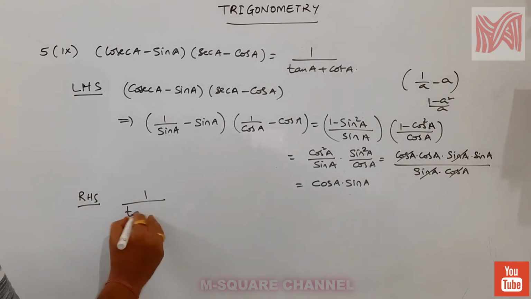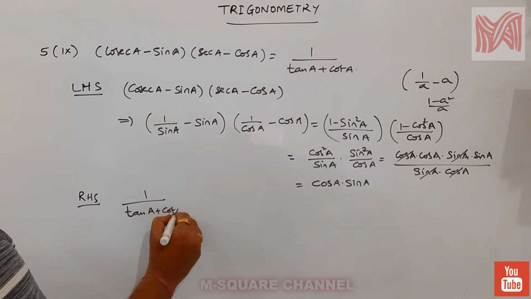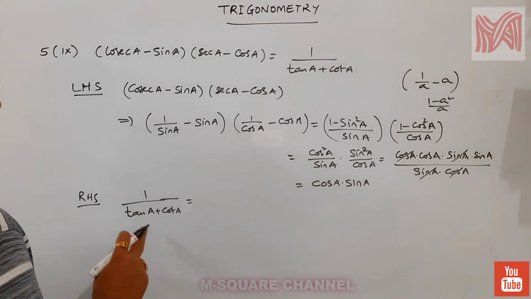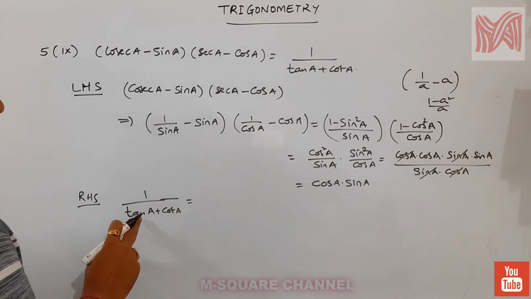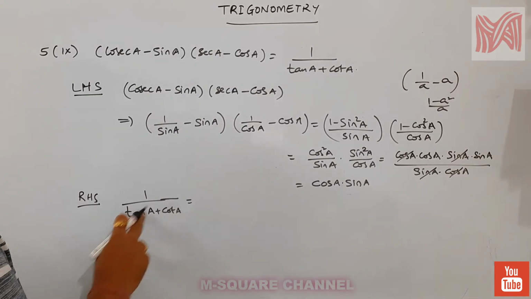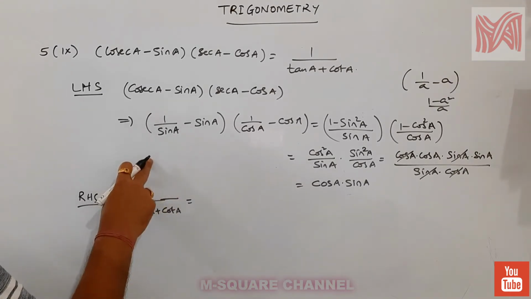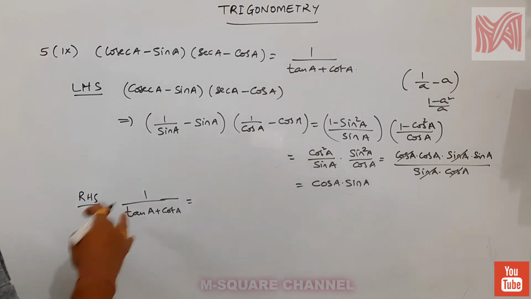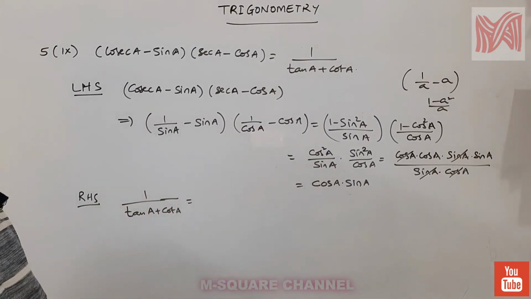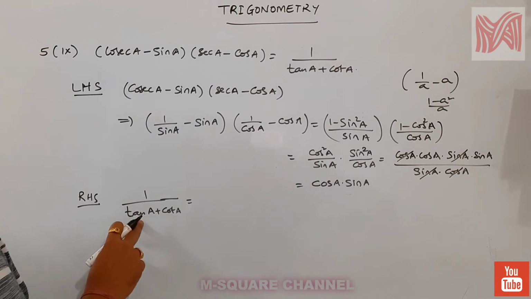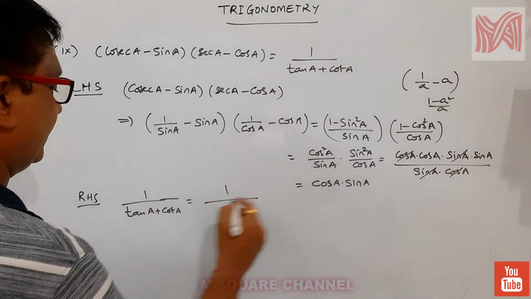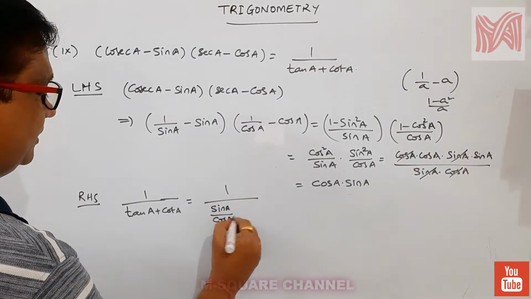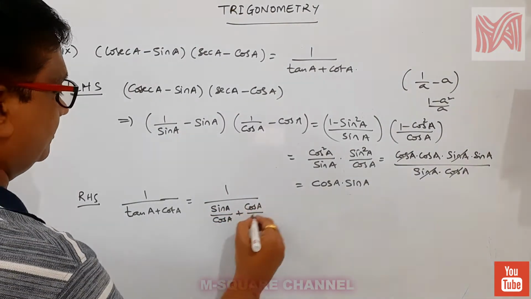1 by tan A plus cot A. Tan A plus cot A, you can write cot A as 1 by tan A, so tan square A plus 1 by tan A, which is tan A by secant square A. So separate it, we can get cos A into sin A. Otherwise, you can take it as sin A by cos A plus cos A by sin A. You can write like this also.